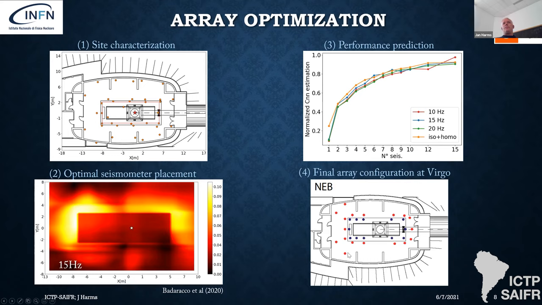And then in the end, you come up with a final array configuration for these test masses. And this is more or less exactly what we were then able to deploy as a final setup at the site. Because in reality, of course, in a laboratory, there are always constraints. For example, there is some kind of computer rack which doesn't allow you to place a sensor there. So you have to be able to modify this slightly. But anyway, this is how it works.